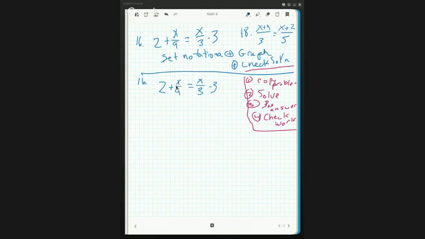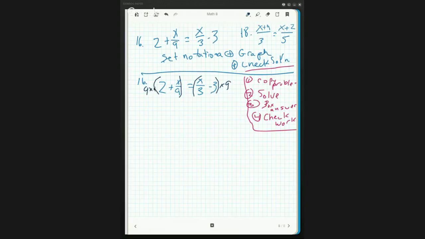Hopefully you can see why multiplying everything by 9 will get rid of all my fractions. So I'm going to use the multiplicative property of equality and multiply both sides by 9. And now what do you see that we have?